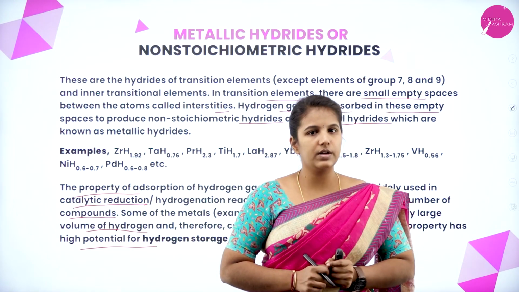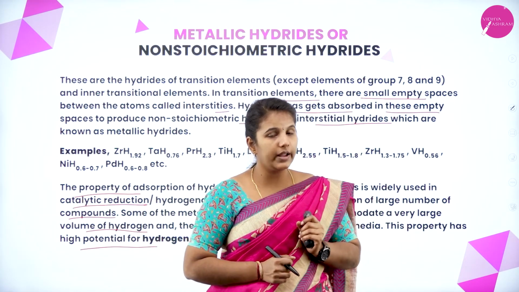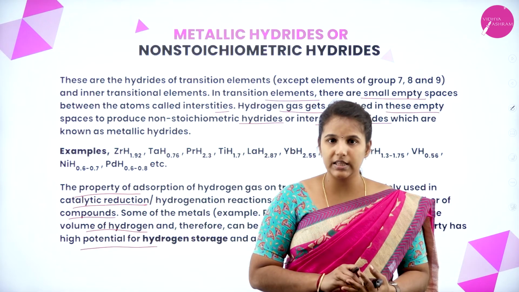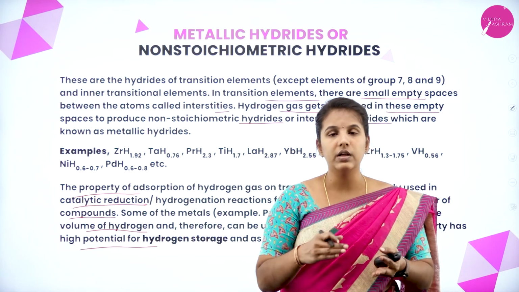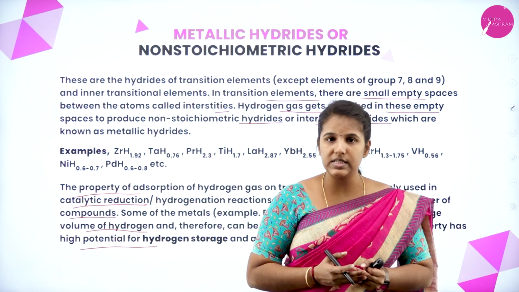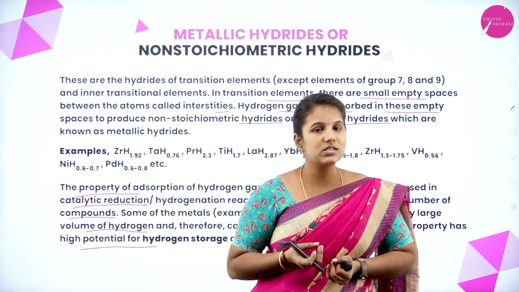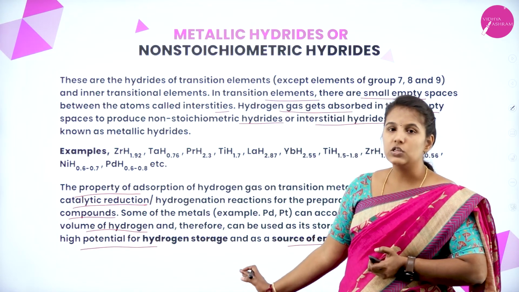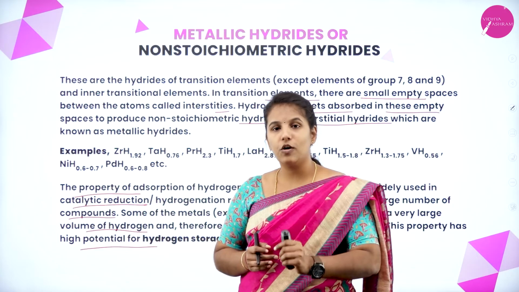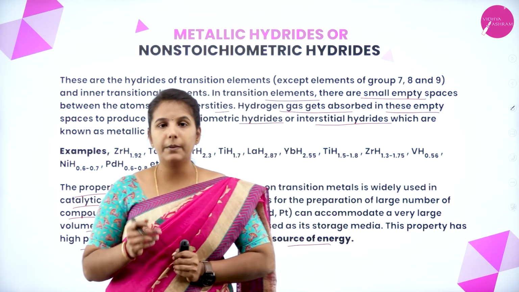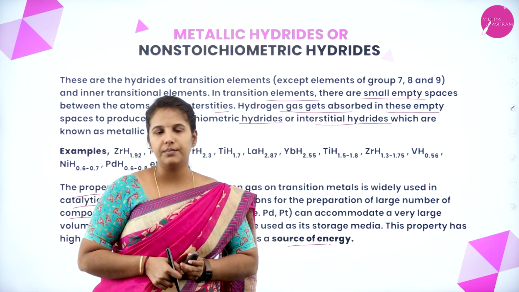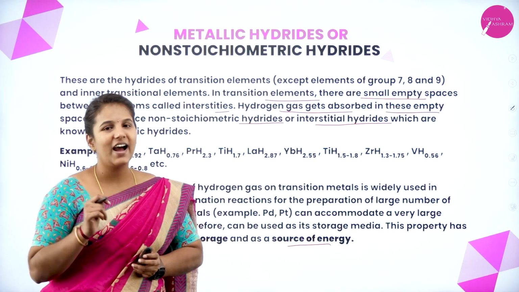Remember, we have understood that in metals, especially d-block elements, if interstitial sites are occupied by hydrogen, we say it is a metallic hydrate. If the metal has a larger number of vacancies occupied by hydrogen, such metal hydrates are also known as sources of energy or storage of hydrogen. Why is it like that? Because those hydrates are used in the preparation of some important compounds, and also in catalytic reduction. So, hope you understood the hydrates and their types.